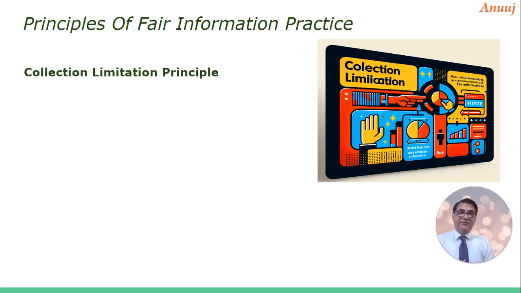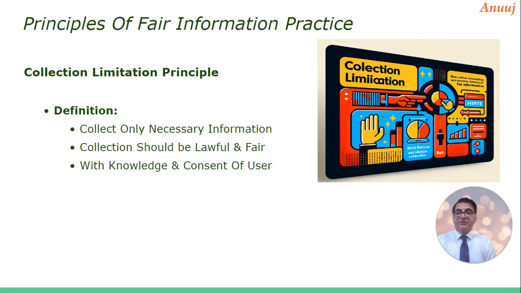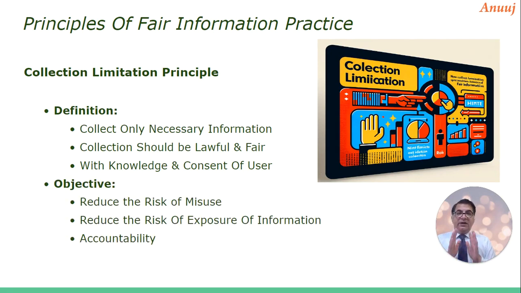So what are these principles? We touch upon the definitions of each. Let's get into details. Collection limitation principle. Very simple. Collect only what is necessary for the given purpose. No extra collections. Every collection has to be in the knowledge of the user with his consent. Even if you have his data from anywhere else, go back, let him know, take his consent.